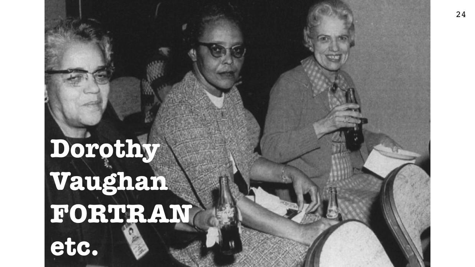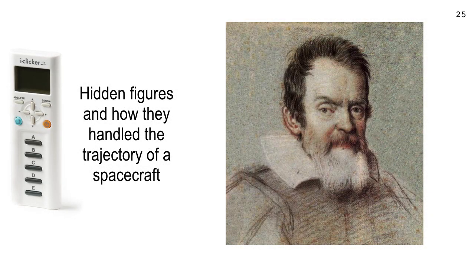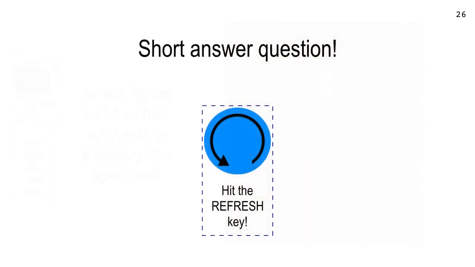It's a lovely movie. Let's do some more clicking about Hidden Figures and how they handled the trajectory of John Glenn's spacecraft. All right. I want you to hit the refresh key. Okay.